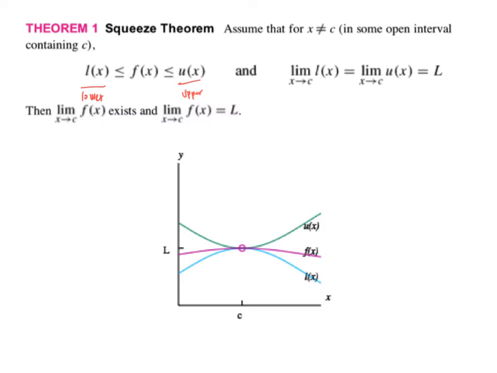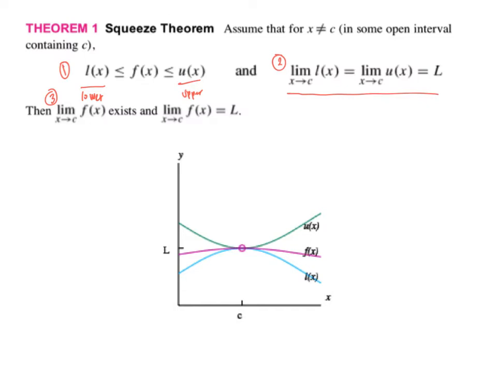And if we can prove that the function values follow that behavior, then there's one more condition. If we can prove that the limit of L as x approaches c is equal to the limit of U as x approaches c is equal to some value L, if these two conditions exist, then we can make the statement that the limit of f as x approaches c exists, and it must also be equal to L. So those are the three steps in the squeeze theorem. They're always going to look really similar, and they're pretty much always going to yield the same answer.